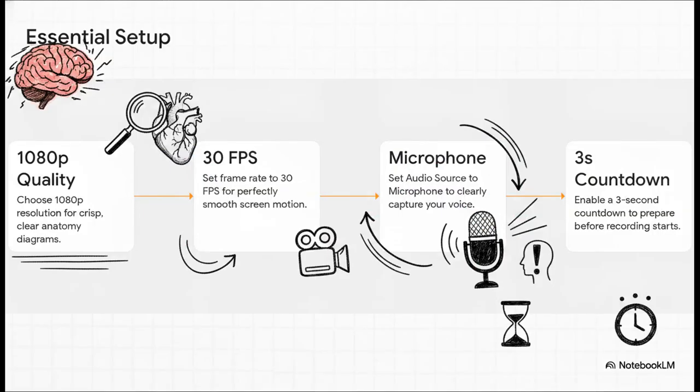But before you hit record for the very first time, we just need to dial in 4 quick settings. First, setting your resolution to 1080p ensures your intricate anatomy diagrams stay perfectly crisp for the students. Next, a frame rate of 30 FPS keeps any motion on your screen looking super smooth. This third one is crucial. Set the audio source to microphone so it actually captures your voice clearly as you teach. And finally, go ahead and enable that 3-second countdown. Trust me, it gives you a vital breath to compose yourself before the recording officially starts.